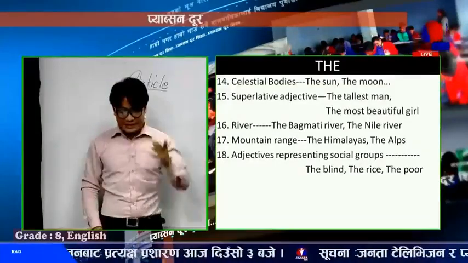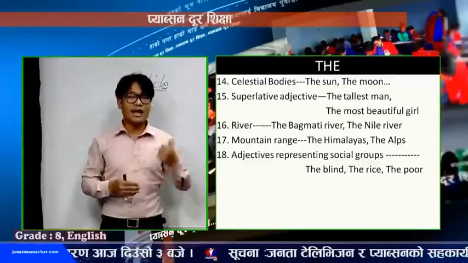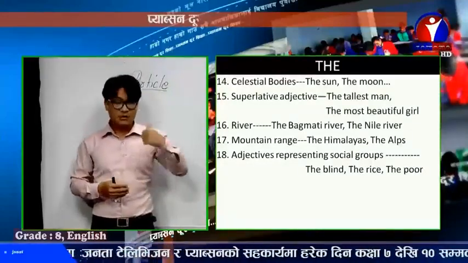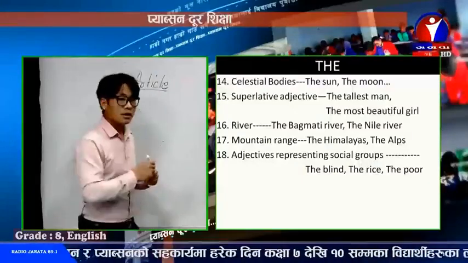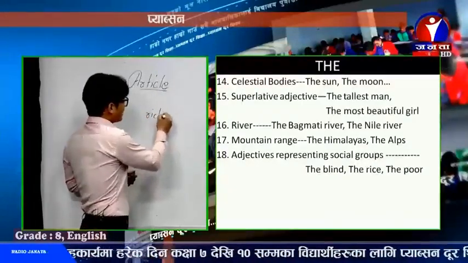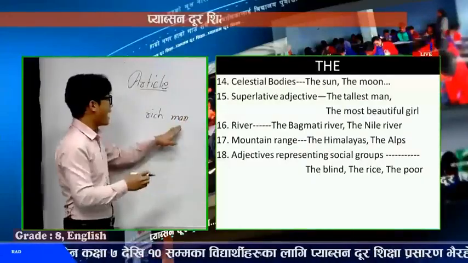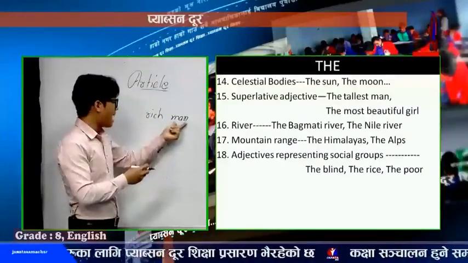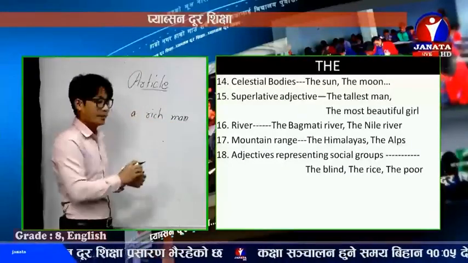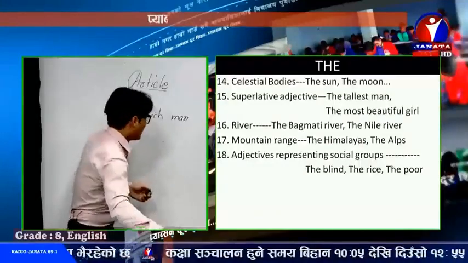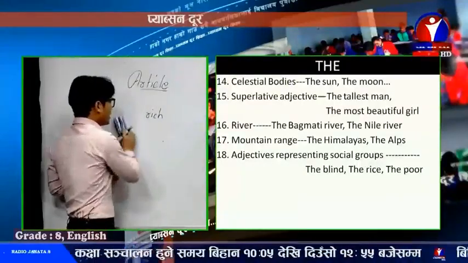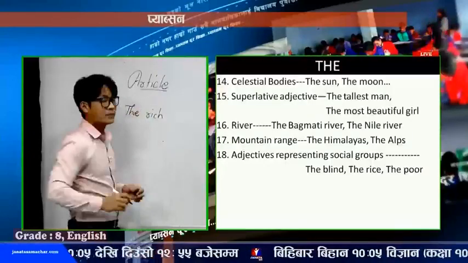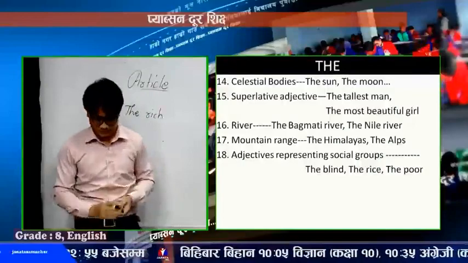And there are adjectives representing a social group. This is the last. Adjectives representing a social group: the blind, the rich, the poor. But see here, rich man. If there is a noun after this adjective and the man is singular, then we should use a rich man. But when there is no noun, if there is only the adjective rich, then we should use the rich, which shows a group.